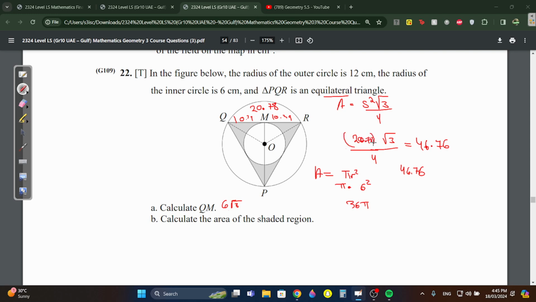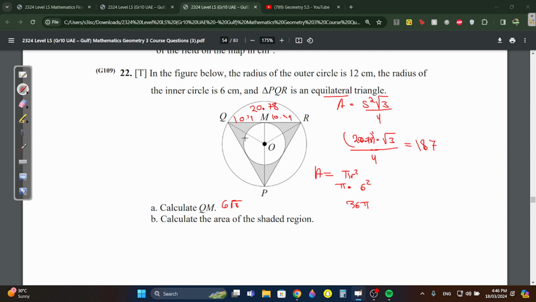20.78 squared. Let me put it on my calculator. 20.78 squared times radical 3 over 4. You get 186.9. This area here was 186.9. Let's just keep it as 187. Because it's 186.97. Just keep it as 187.